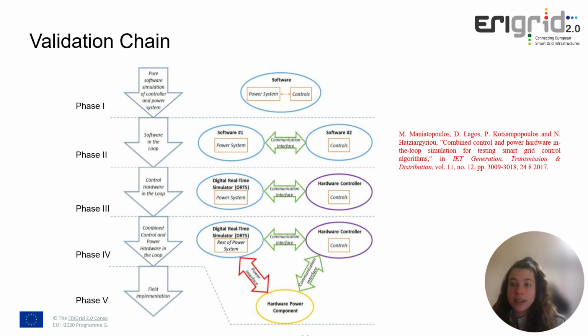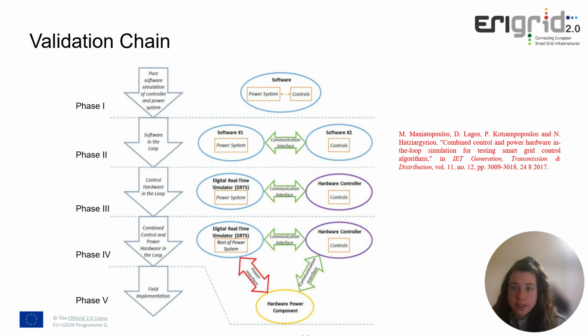The next level is the software in the loop, as we can see in this part of the testing chain. In this setup, the power system and the control system run on separate software environments, exchanging data in real time. This co-simulation gives us better insights into control performance interactions, even though everything is still virtual.